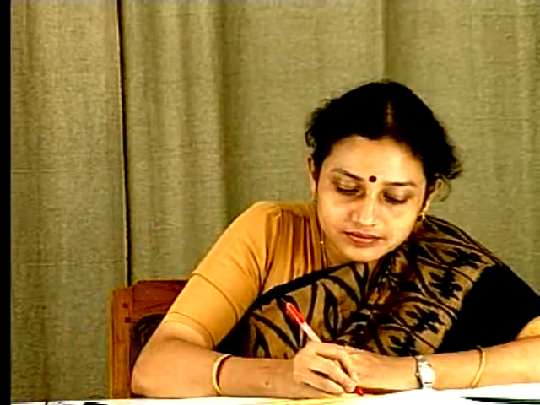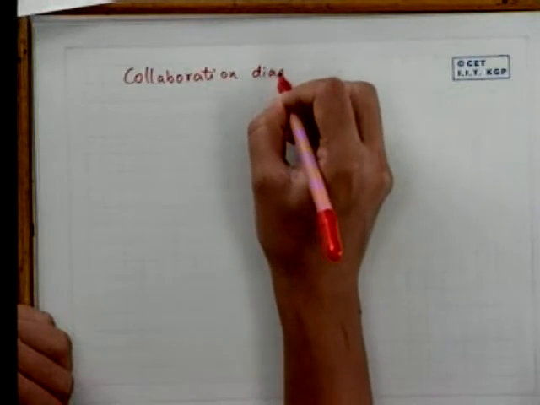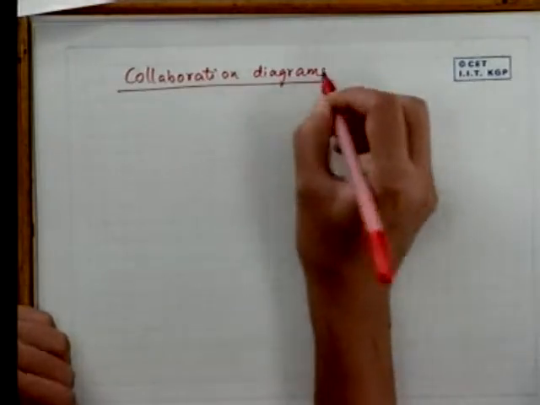Now we will look at collaboration diagrams in a little more detail and then come back to talk a little more about interaction diagrams. Collaboration diagrams, as we have said earlier, emphasize the structure of the objects that participate in an interaction. Let us look at the steps required in constructing a collaboration diagram, and then we will see an example of a collaboration diagram.